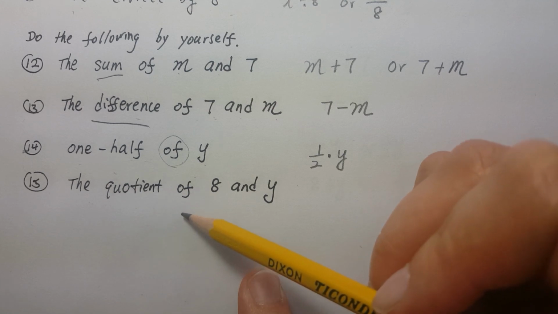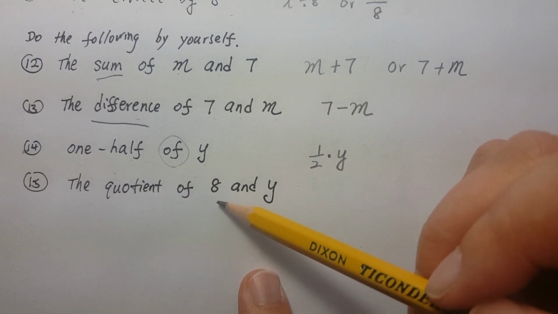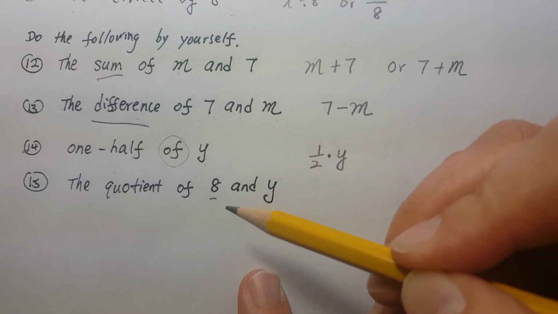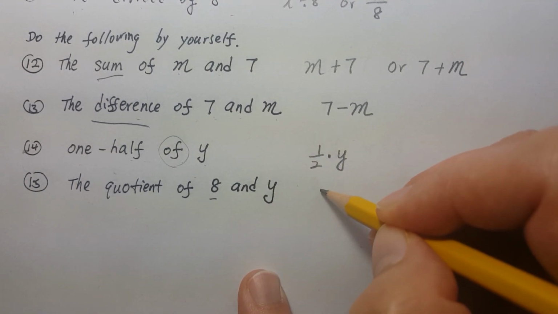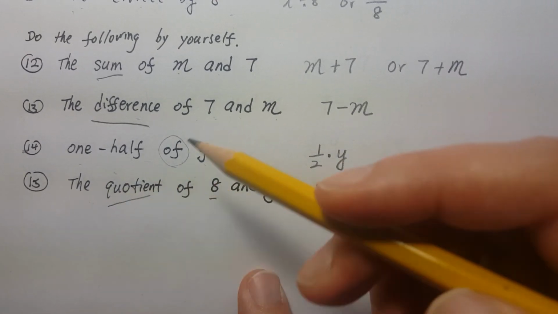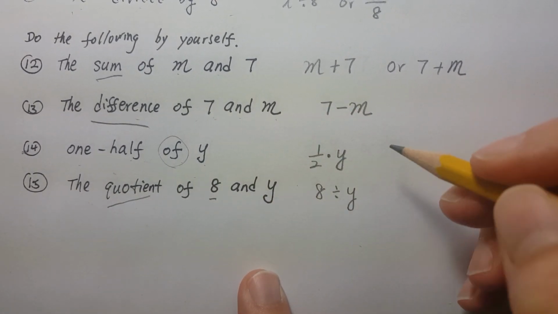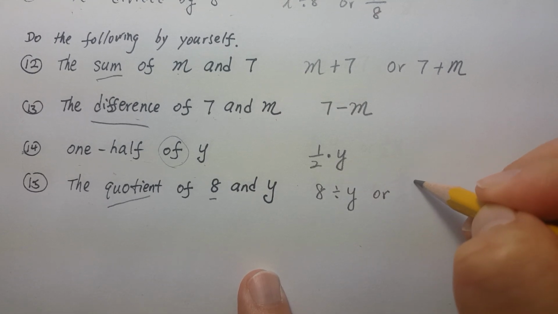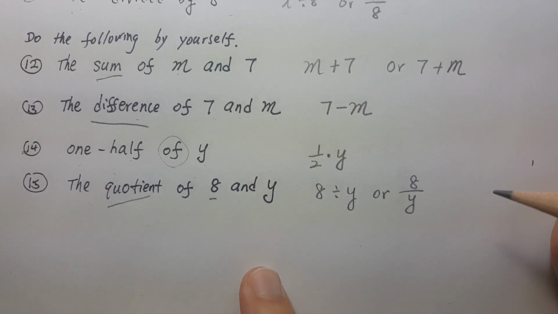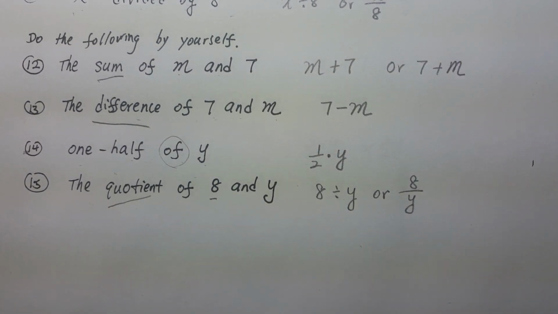The quotient of 8 and y. So which one comes first? 8. So therefore, it's going to be 8 divided by y, because quotient means division. Of course, some people may write 8 over y as division. So you probably get the same answer.